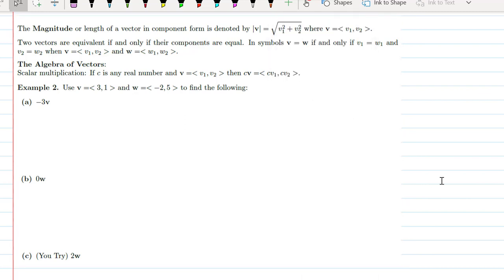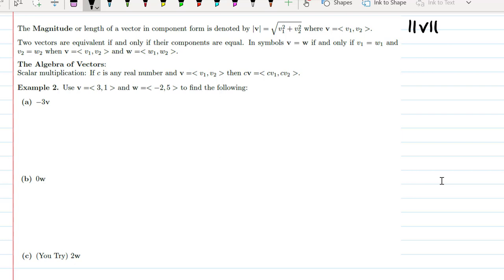All right, so the magnitude, or the length of a vector in component form, is denoted by what looks like an absolute value symbol. So we put vertical bars. It is worth noting some texts do use double vertical bars. So if you see double vertical bars, it means the same thing. And the magnitude of a vector is the square root of v1 squared plus v2 squared, where v1 and v2 are the components of the vector v.